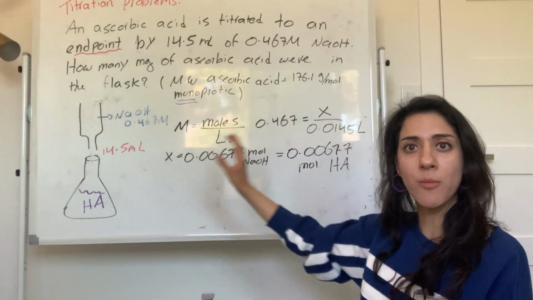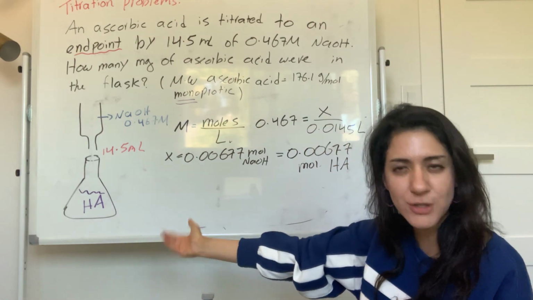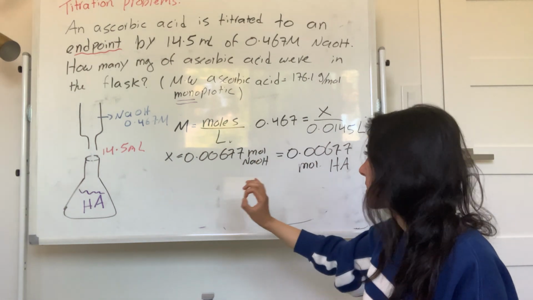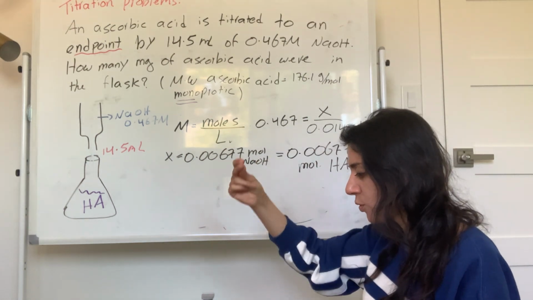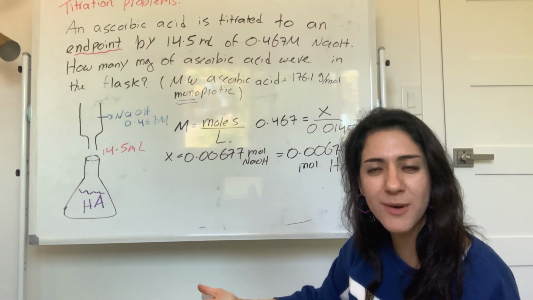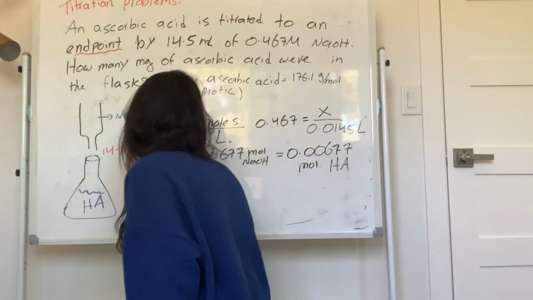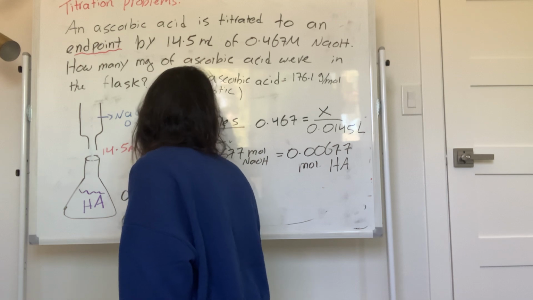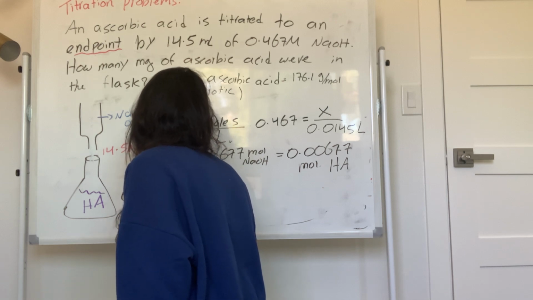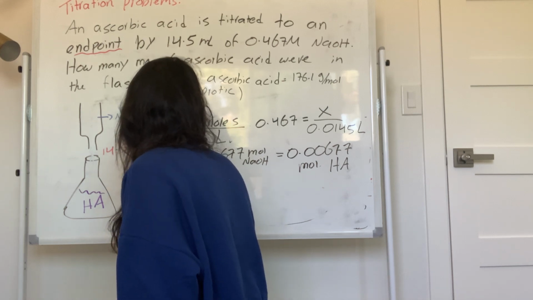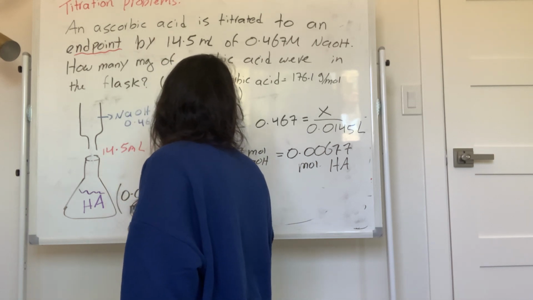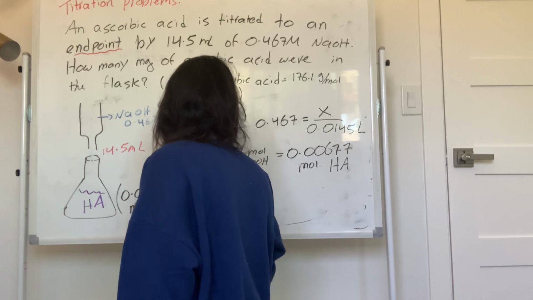So I figured out how many moles of the acid I had there. That's good. The question asks you, how many milligrams? I have moles. How do I go from moles to grams? Molecular weight. You know that really well. So 0.00677 moles of ascorbic acid, which I'm just writing as HA, doesn't matter. I want to convert it to grams using molecular weight.